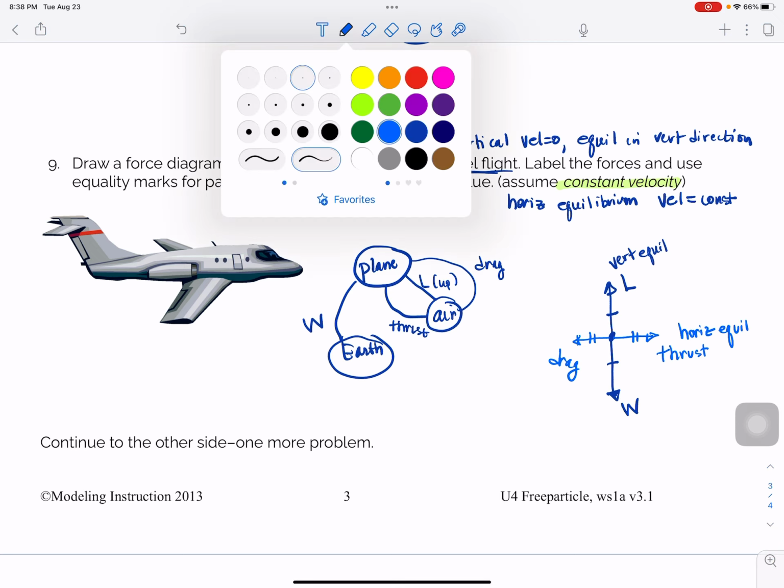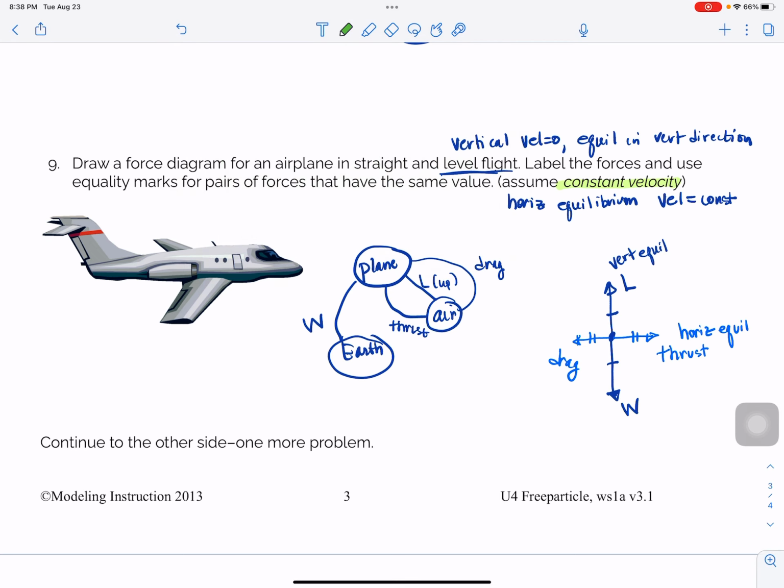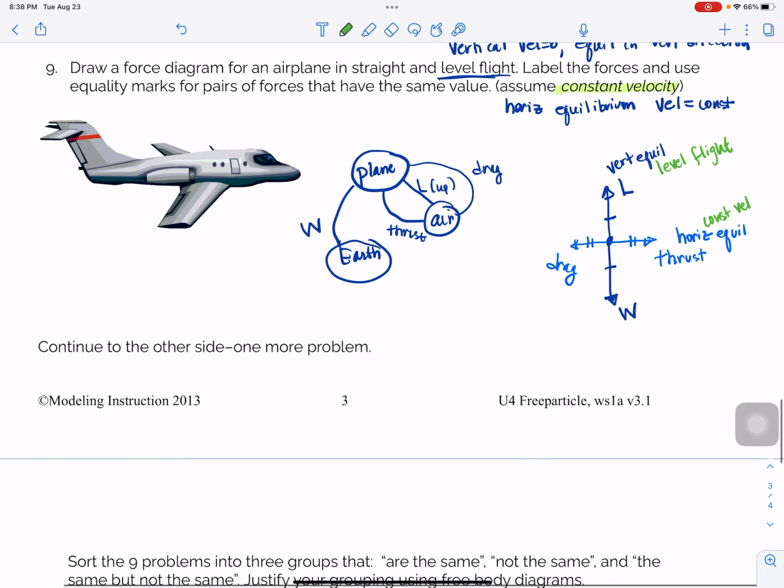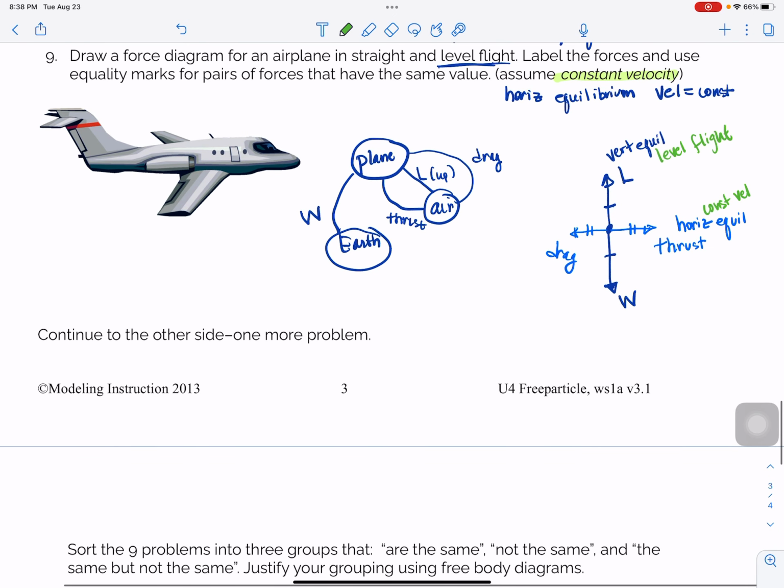So kind of the key words that tipped me off was that this was constant velocity and the vertical was level flight. Okay, the last problem of sorting you will do later.